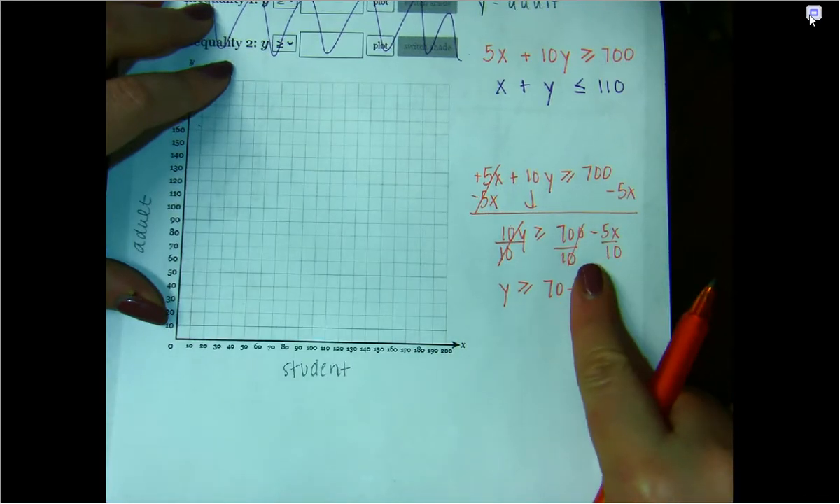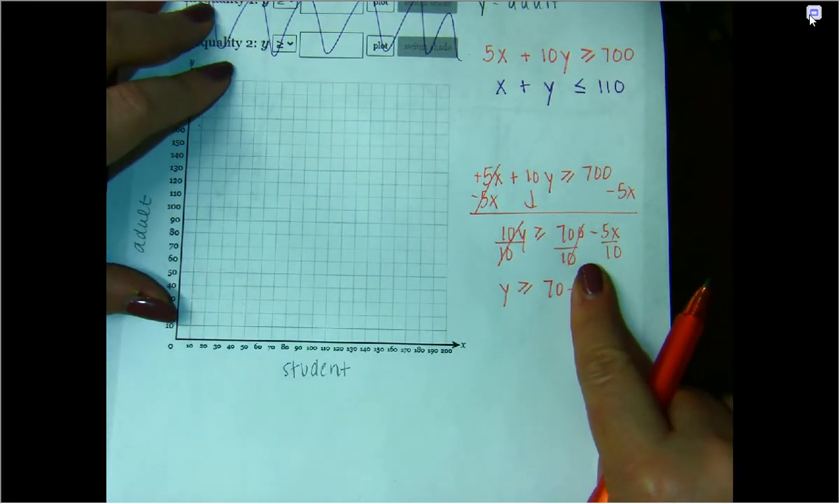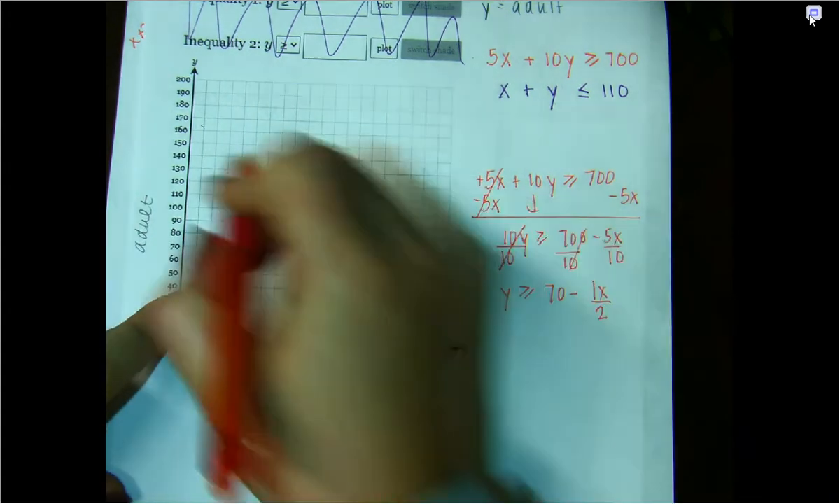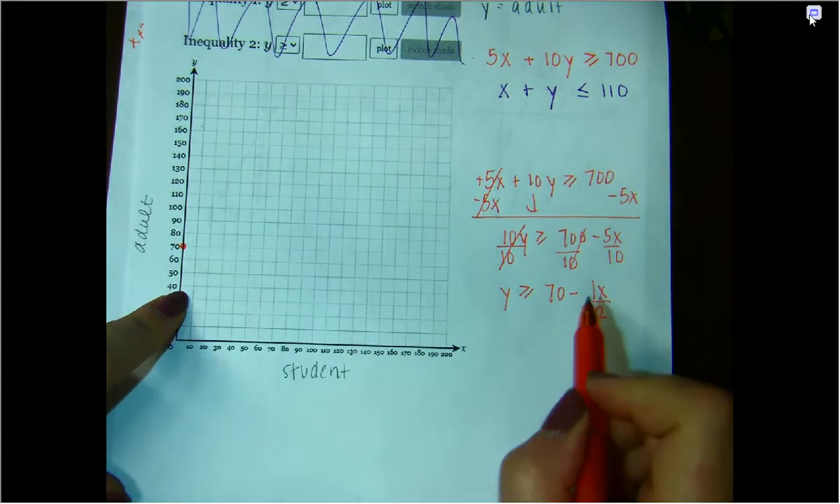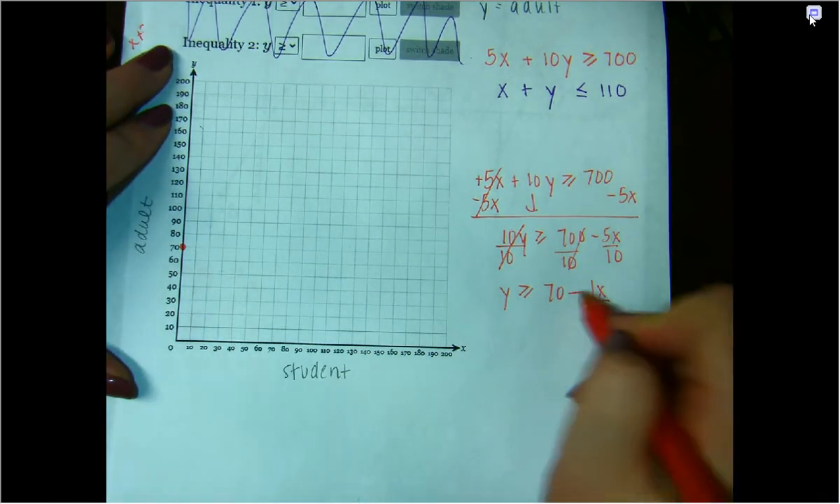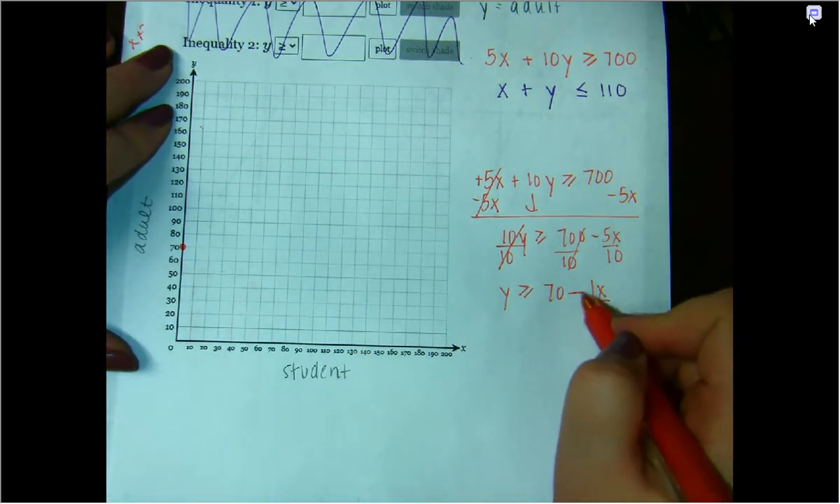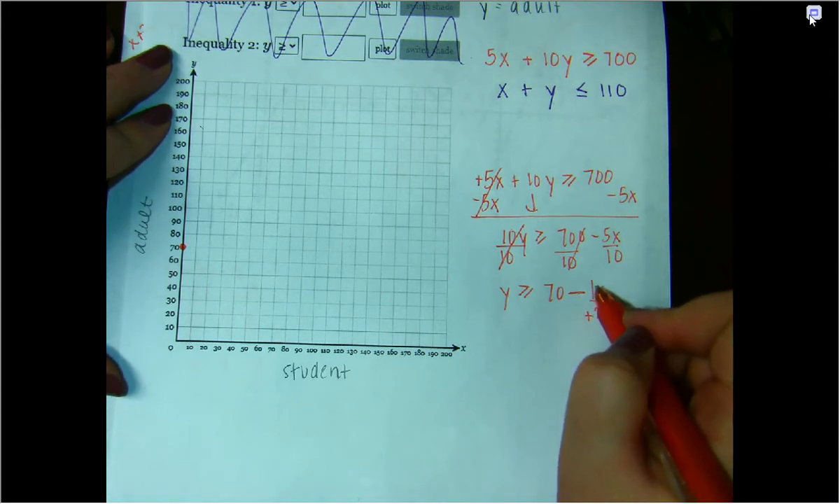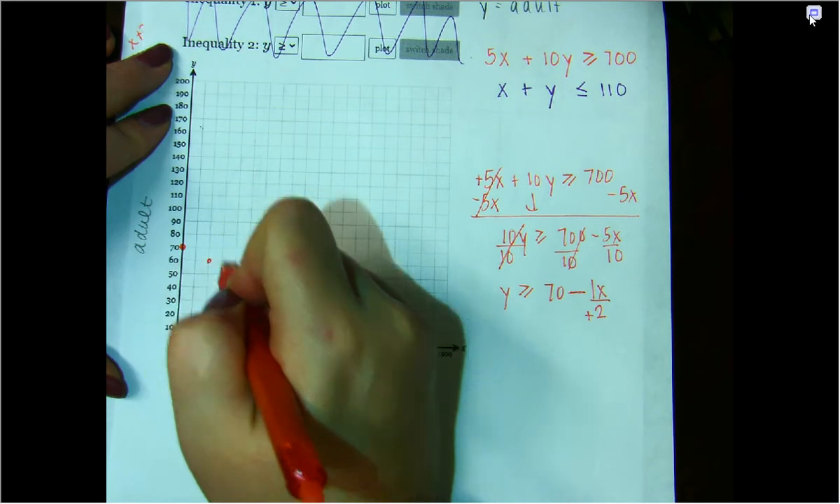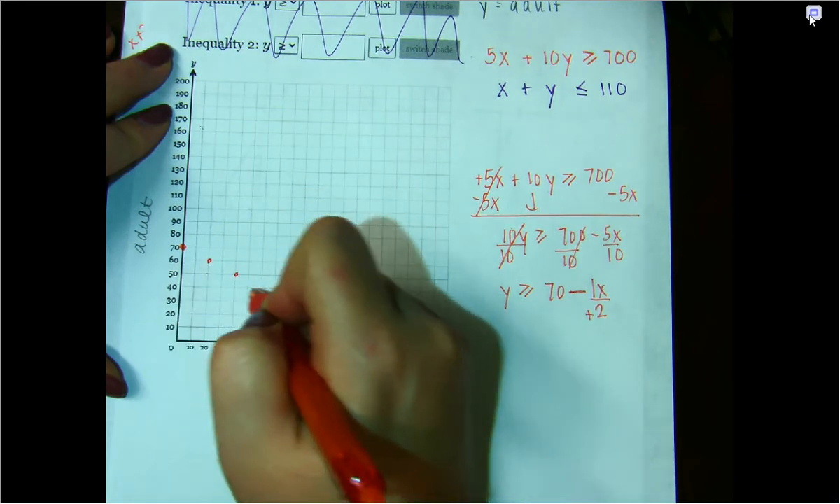I'm going to cover my slope and start at 70 on the y-axis. So y is 70. Here it is. That's my y-intercept. This is my slope. My slope tells me to go down 1, I'm going to put the negative on the top, so down 1, and then plus 2. So down 1 over 2, down 1 over 2, down 1 over 2.